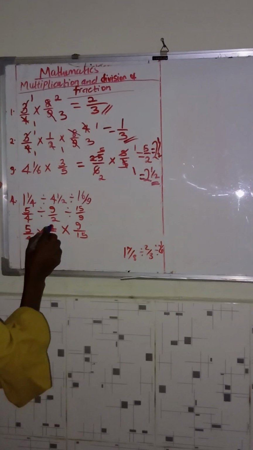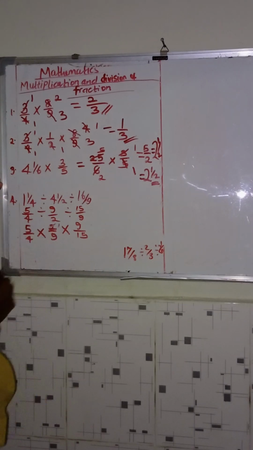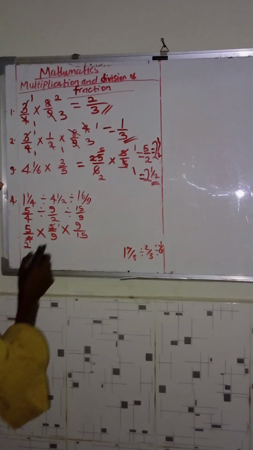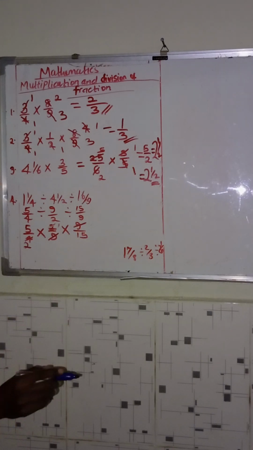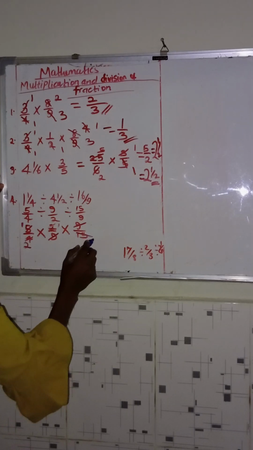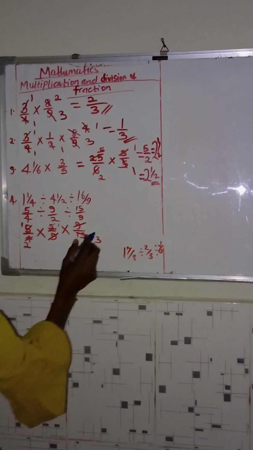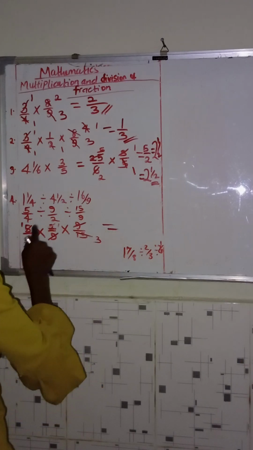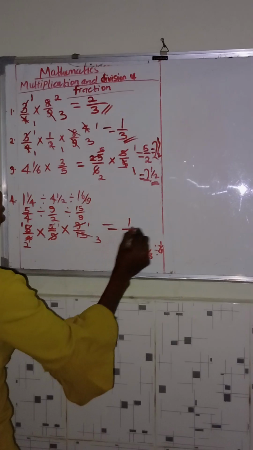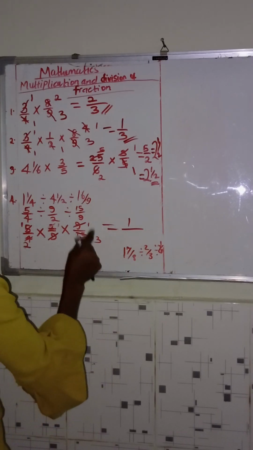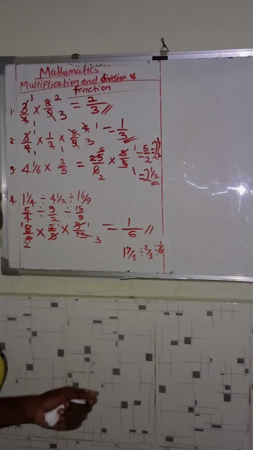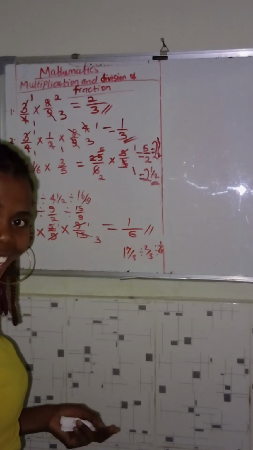So 2 here, 1, right? 2 here, 2. 9 goes in 9, right? 5 here, 1. 5 in 15, 3. So what do we have now? 1 multiplied by 1 multiplied by 1. So that's 1 all over 2 multiplied by 3. That's 6. And this is your final answer. Do you understand that? Do you get it?